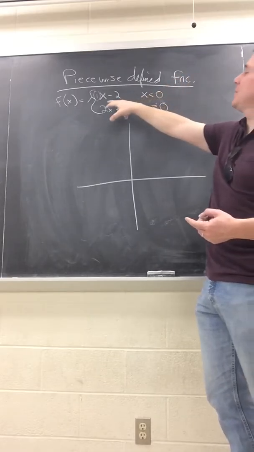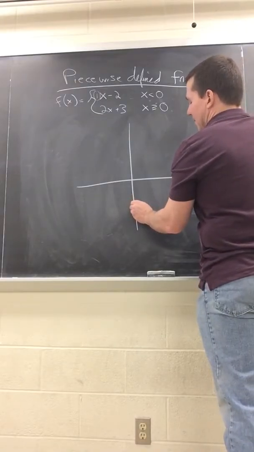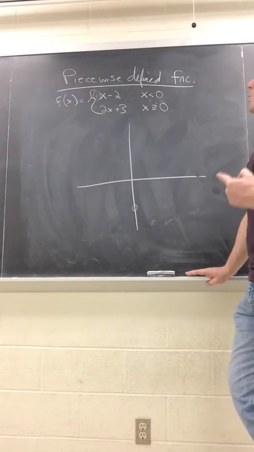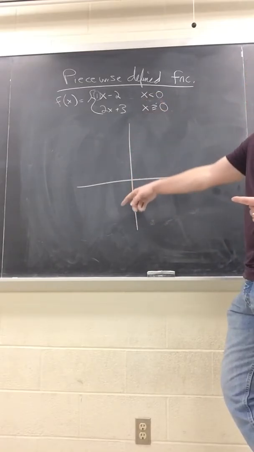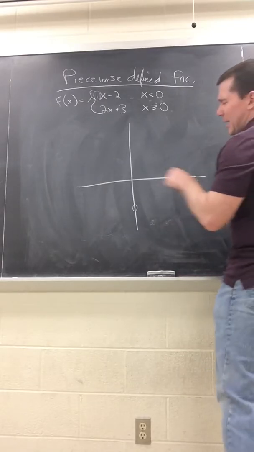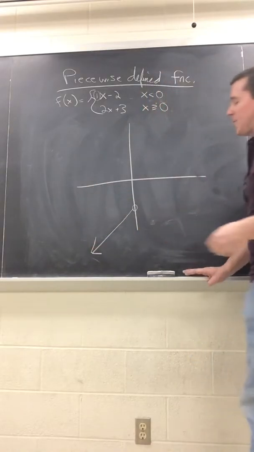If you plug in x equal to 0, you get 0 minus 2, -2 down here. Draw the open circle. Now, if you want to plot other points for x less than 0 to get an idea of the graph, you can. But we know the slope is 1, which means when we go to the left, it goes down. So the graph will just look like that.